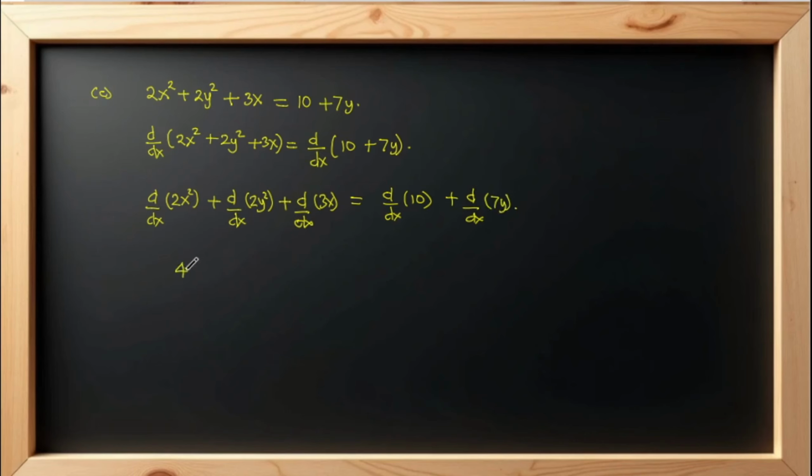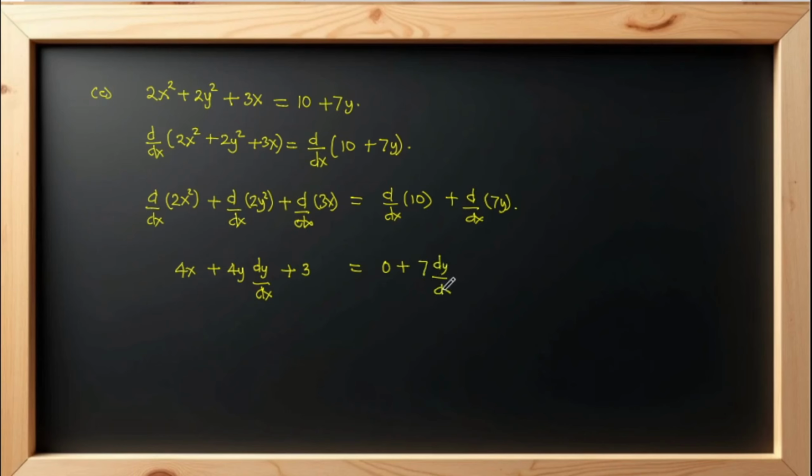Then the second term, now this term let's differentiate directly. So we have here plus 4y, and remember this one is y while we are differentiating with respect to x, so we have to attach our dy by dx here. Then this one is differentiating to 3 because we have x everywhere here. Then on the other side, the derivative of 10 is 0. Plus here also we employ chain rule, so we have the derivative of 7y as 7 dy by dx.